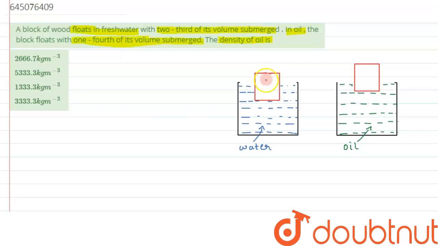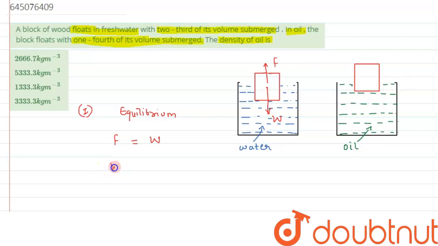As we know, when the block is submerged in the water in the first case, the weight of the block will be acting in the downward direction. Let's suppose that capital W is the weight of the block, acting downward. The block must also experience some buoyant force or upthrust from water. Let's take it to be F. So we can write, under equilibrium for case 1, the buoyant force will be equal to the weight of the block.